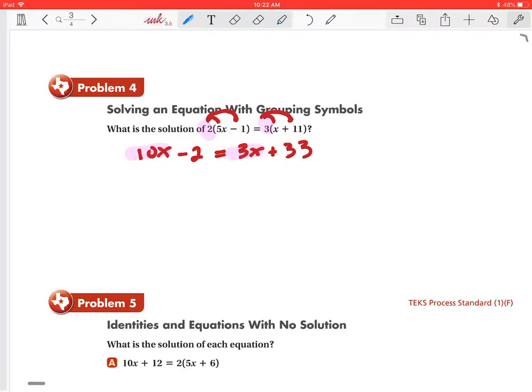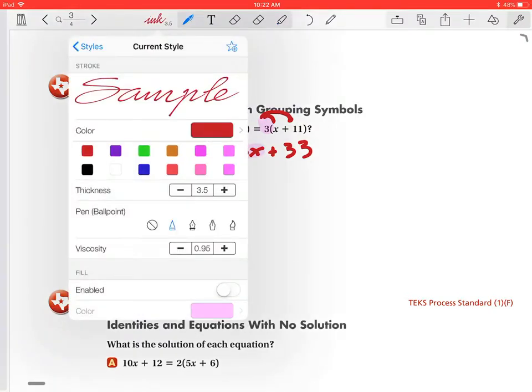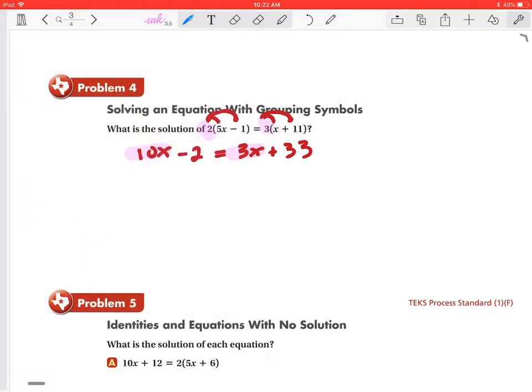I have a variable here and a variable there. Again, since they are in different expressions, I need to use my identity properties and get rid of them. I'm going to use the 3x instead of the 10x because that'll keep my variable positive. So subtract 3x from both sides. That's going to give me 10x minus 3x, which is 7x minus 2, is equal to 33.